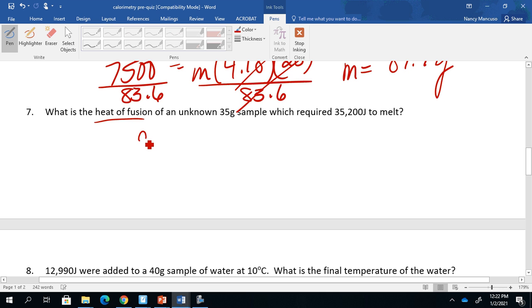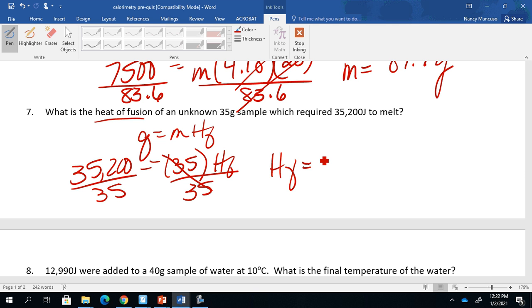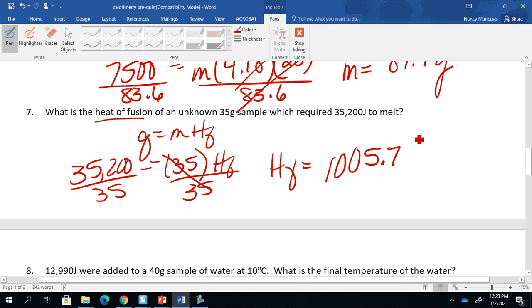So if I have to find heat of fusion, my formula is Q equals MHF. So the mass is 35 grams, and it required 35,200 joules. All right, divide both sides by 35. This will cancel out. HF is going to be equal to, I'm punching in the calculator, 35,200 divided by 35 equals 1005.7. And so when I'm finding heat of fusion for a unit, this on top was joules and this on the bottom was grams. So this is joules per gram.